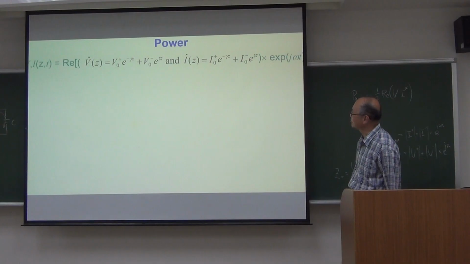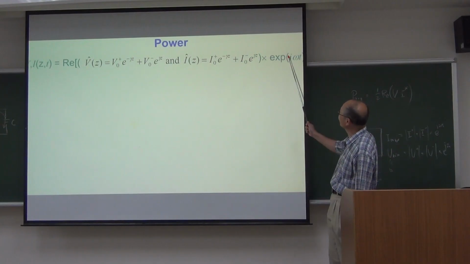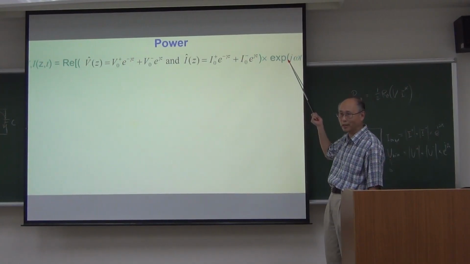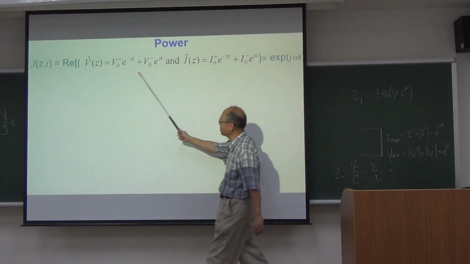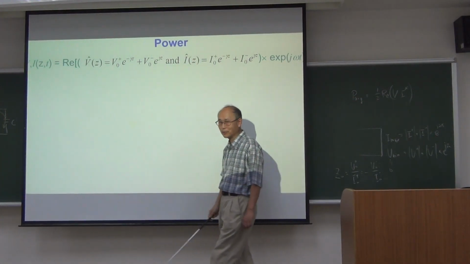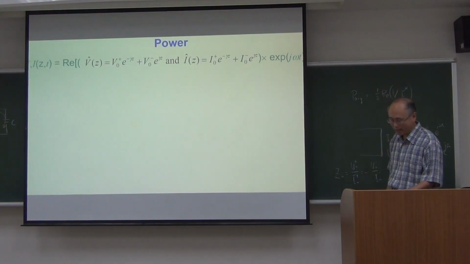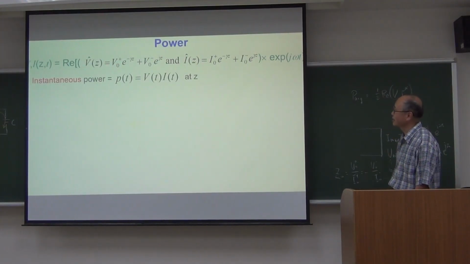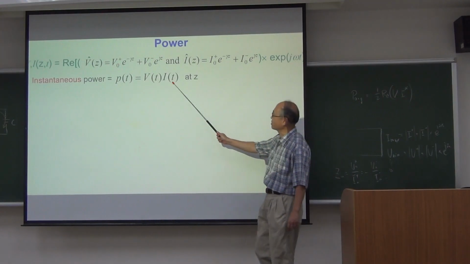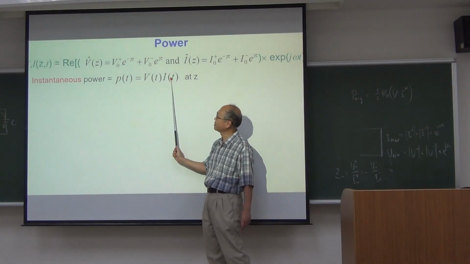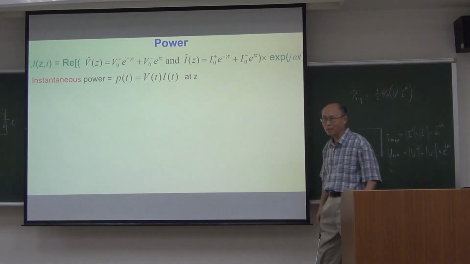So let's convert it to the real signal that you can measure. Multiply this with the exponential e to the j omega t, and take the real part, and then you have the instantaneous voltage and current. Then for the instantaneous power, just multiply these two together.